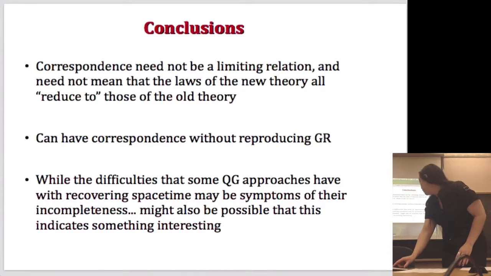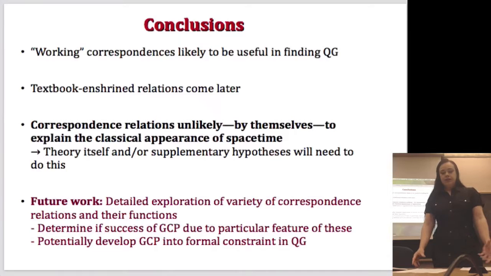Okay, whoops. Wait, is that right? Yeah. So again, to conclude, we've got these working correspondences that are definitely useful in searching for a theory. But we recognize that these probably won't be the final form that is enshrined in the textbooks, so don't go looking for that. So I think also that correspondence relations by themselves are unlikely to explain the classical appearance of space-time. The theory itself needs to do this. Yeah, supplementary hypotheses? If you consider quantum gravity fundamental, I think invoking these supplementary hypotheses might not be conceptually satisfying either. So I'll fix that.